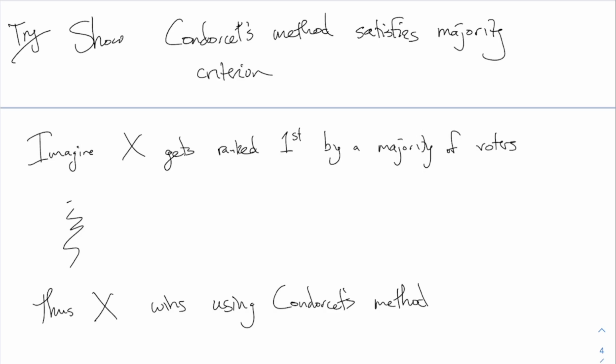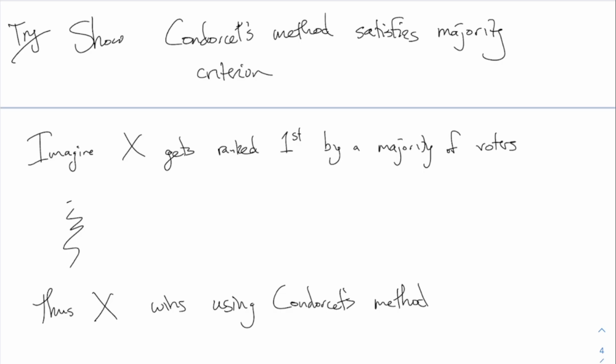All right, can we chat about it? As I was walking around, it looked pretty good to me. As I said, you must say something about the pairwise comparisons. If you didn't mention comparing in pairs, then you're not talking about Condorcet's method, and so you're not talking about the majority criterion. I saw a lot of people with good answers.